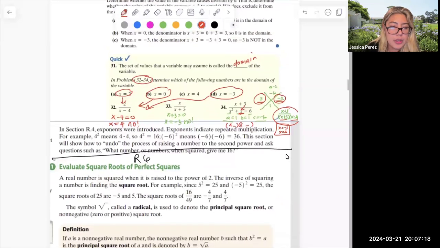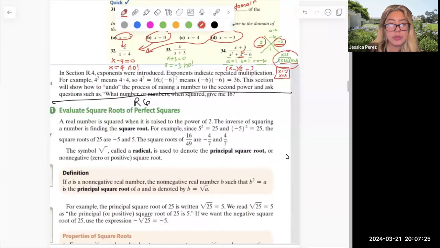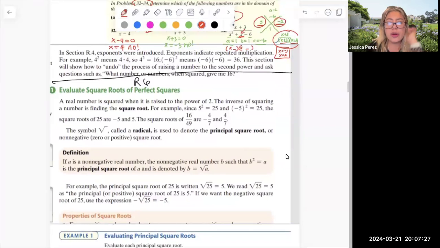Okay. So let's continue to R6, which is evaluating square roots or perfect roots. All of you are familiar with square roots. The square root of a number, say 25, is 5, right? Because 5 times 5 is 25. So basically you're undoing an exponent when you're doing the square root or an odd root or an even root, whatever it might be.